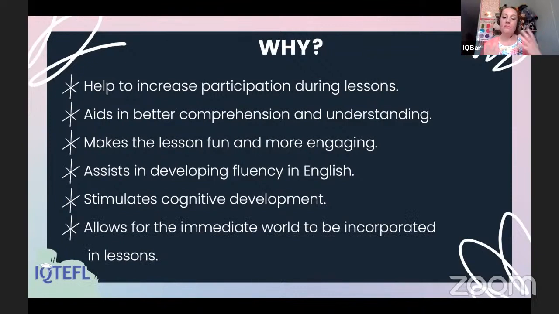And again, it allows the immediate world to be incorporated in lessons. So as Rose was saying earlier, the student finishes the lesson, they go to the supermarket, maybe they've been learning fruit, they see apples and bananas, and because we've used apples and bananas, whether it's something like a plastic prop or a real apple or banana, they will recognize that and remember it.